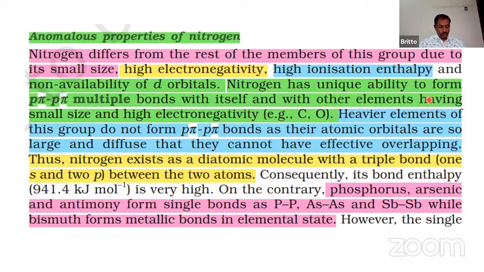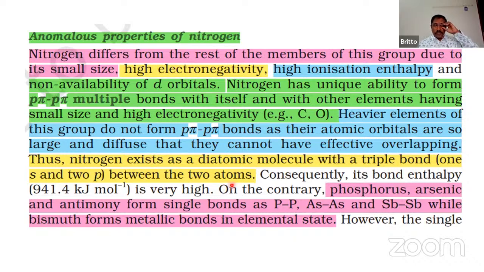Nitrogen exists as a diatomic molecule because of its ability to form p-pi bonds. Between the nitrogen atoms they have 1 sigma bond and 2 pi bonds.